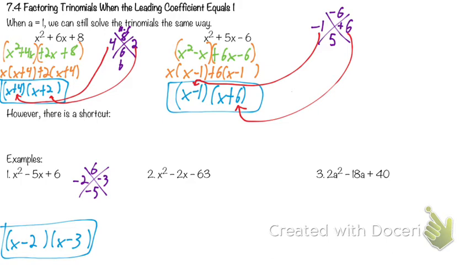Okay, so on number 2 here, we notice that A is 1, which is going to be convenient for us here. That means we can use our shortcut. So let's make our x. At the top of the x, we have negative 63 because A times C is negative 63. Bottom, we have negative 2.